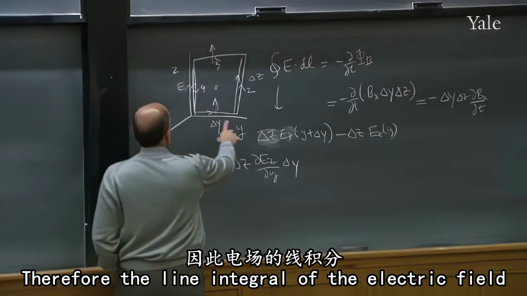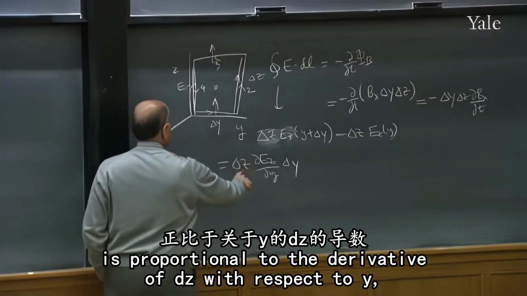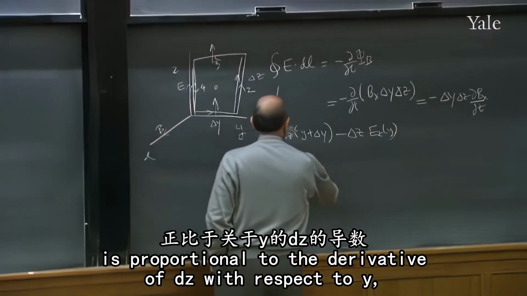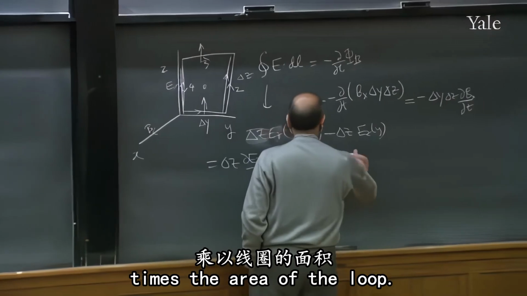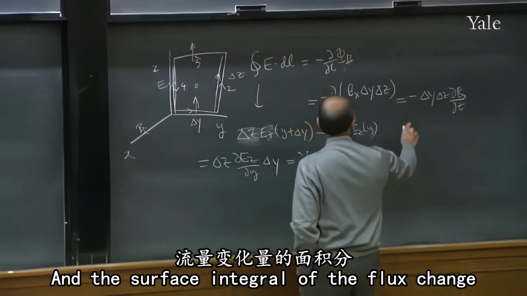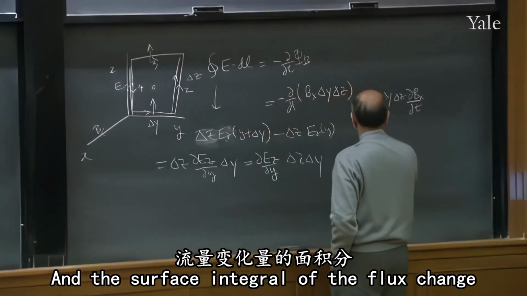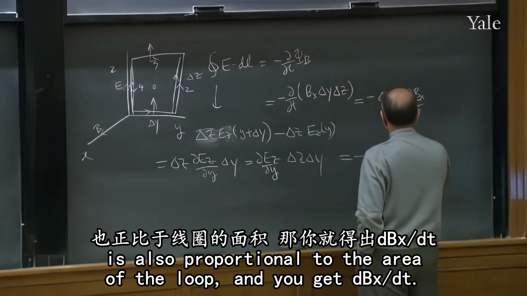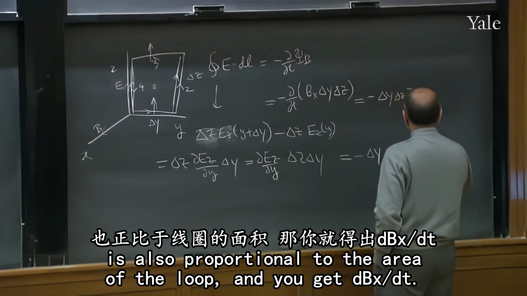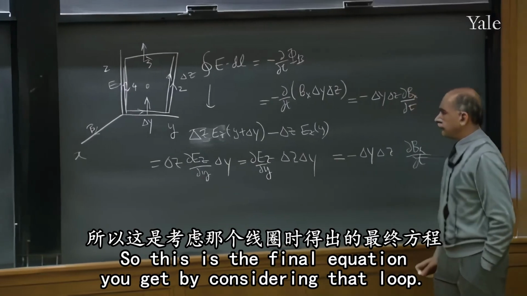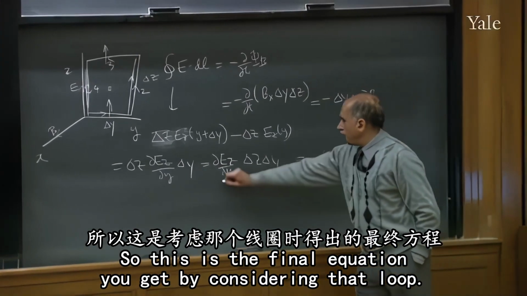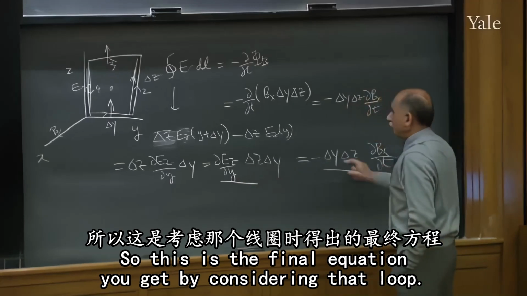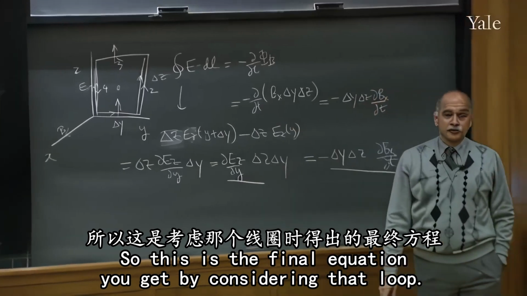Therefore, the line integral of the electric field is proportional to the derivative of Ez with respect to y times the area of the loop. And the surface integral of the flux change is also proportional to the area of the loop, and you get dBx dt. So this is the final equation you get by considering that loop.